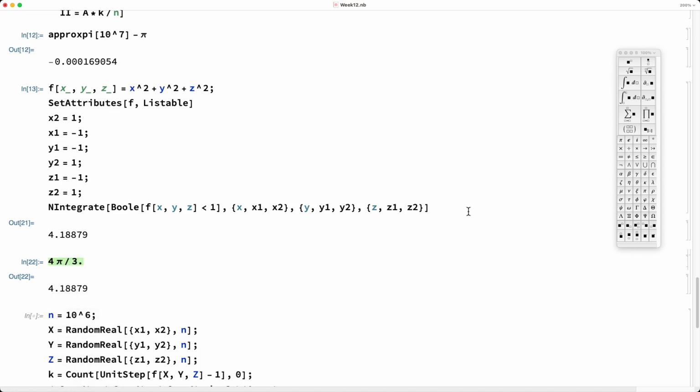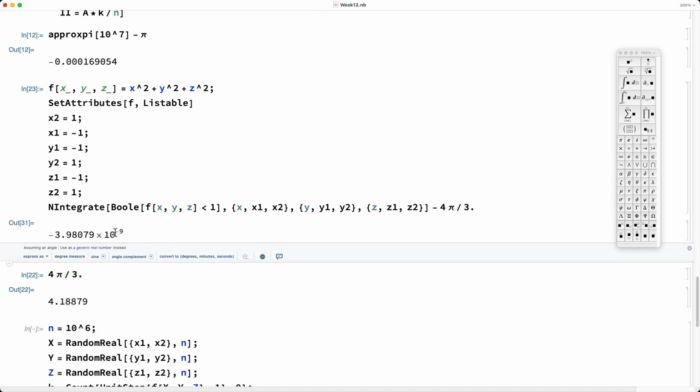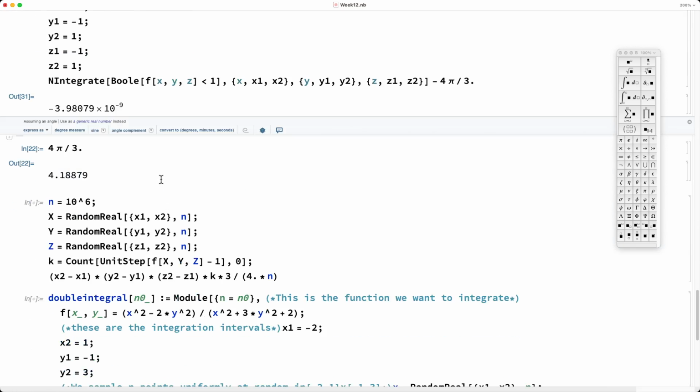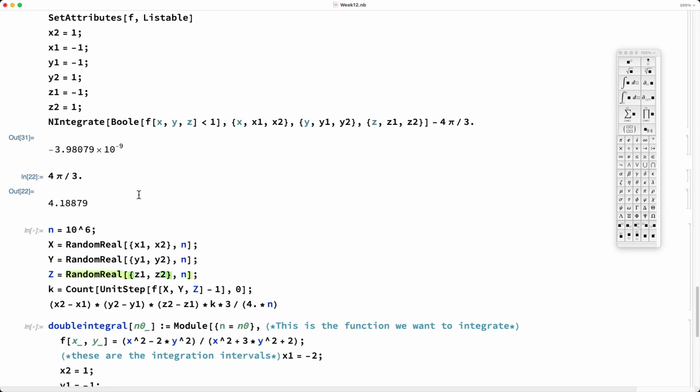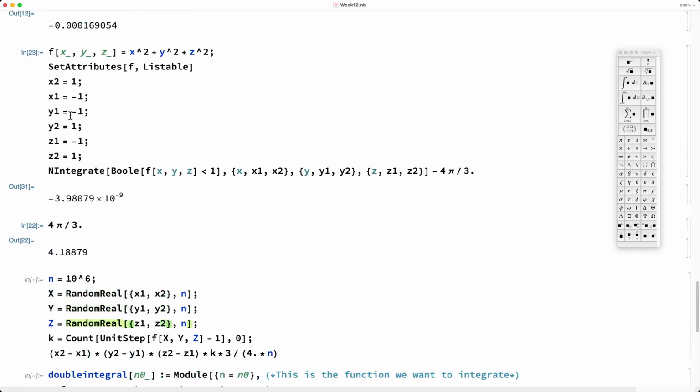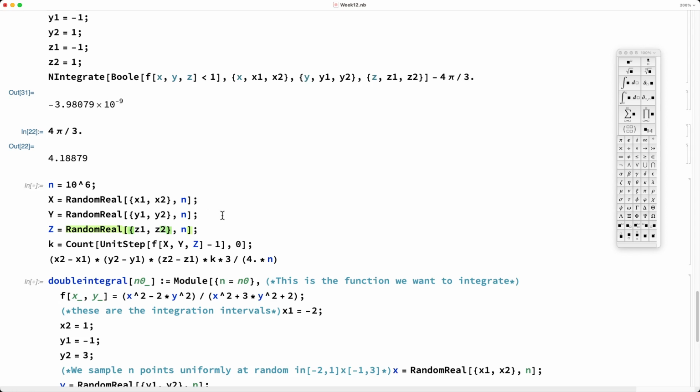We can subtract this from the numerical integral, and we see that again we have around 9 digits of accuracy. So this time let's draw 1,000,000 samples. We sample uniformly from x1 to x2, y1 to y2, z1 to z2. These are all -1 to 1. So we're inside the unit sphere, and we enclose it inside a 2 by 2 by 2 cube.